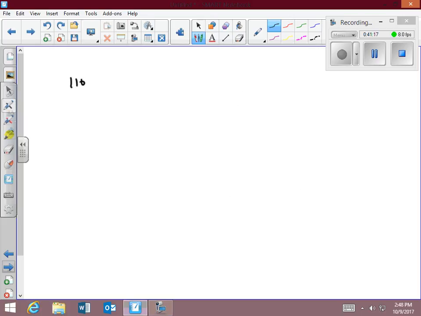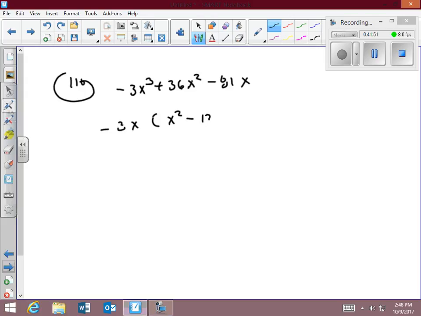110. Minus 3x cubed plus 36x squared minus 81x. Descending order, leading term negative. I'm going to take a negative out. What else do I take out? 3. Anything else? x. So then that makes it x squared minus 12x plus, let's see, that's going to be 27. Is that right?